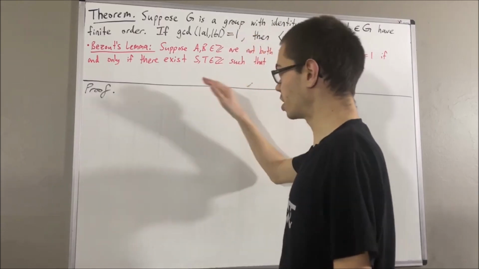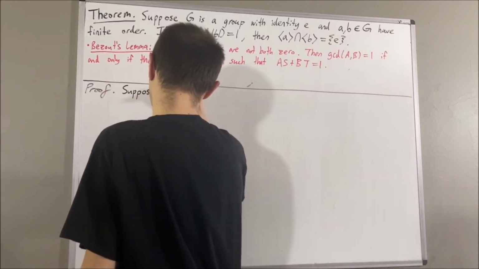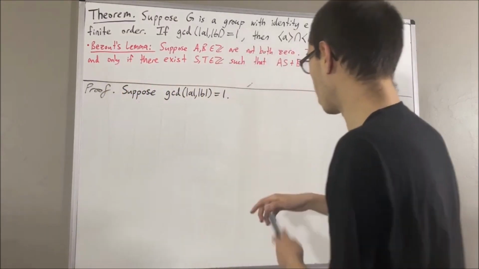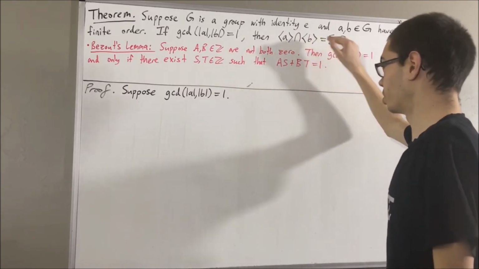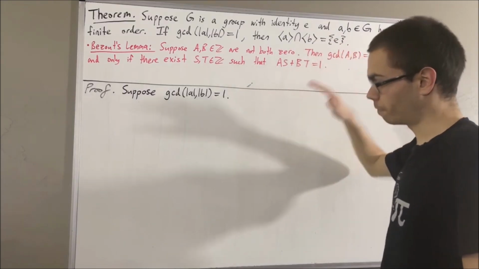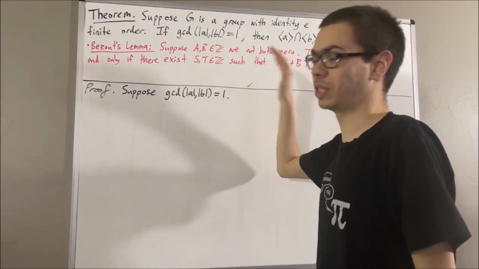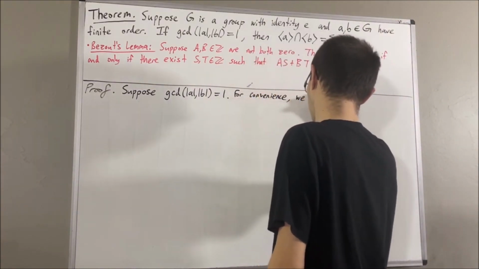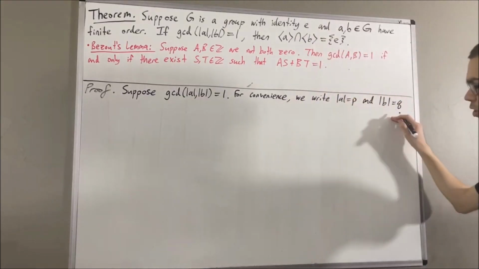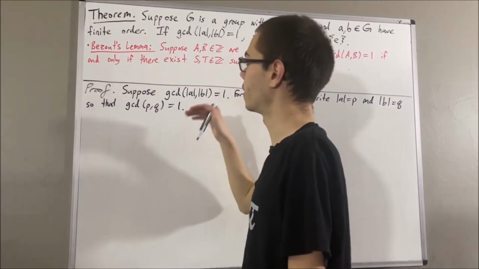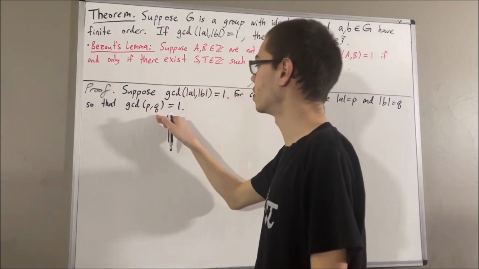Now to start with the proof, let's suppose that the greatest common divisor of the orders of a and b is equal to 1. From here, we want to show that the intersection of the group generated by a and the group generated by b consists only of the identity element. Now, for convenience, we're going to say that the order of a is equal to p and the order of b is equal to q. And so in that case, this is the greatest common divisor of p and q. And then, by Bézout's lemma, there exist integers s and t such that ps plus qt is equal to 1.